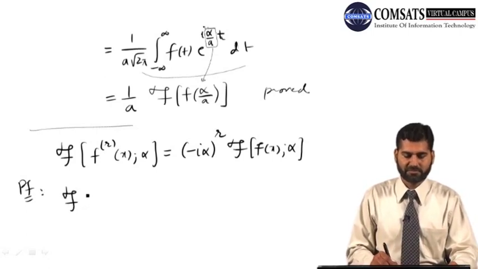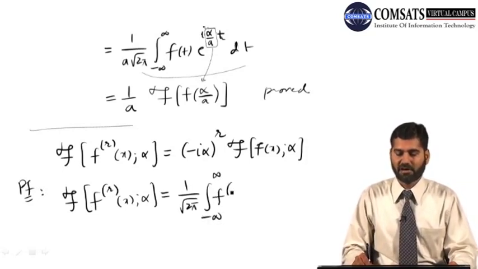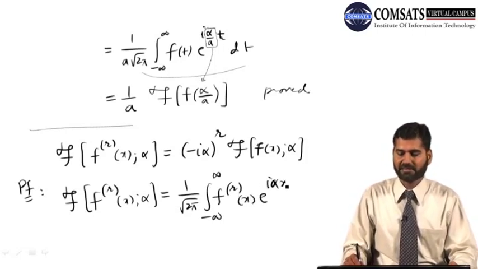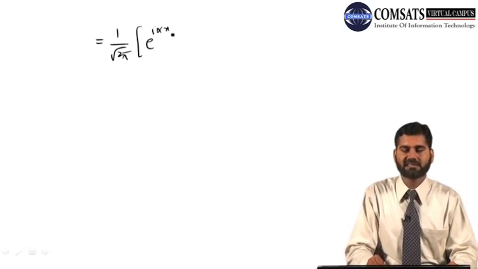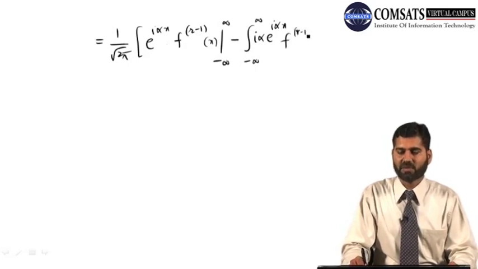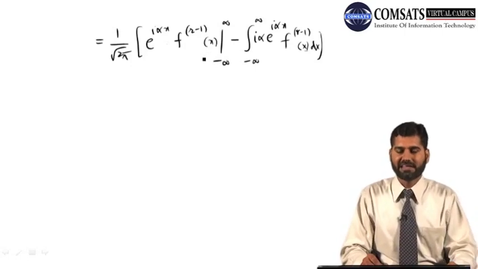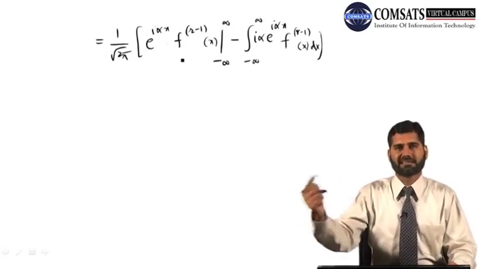So the Fourier transform of the left hand side, the rth derivative, with respect to alpha is 1 over root 2 pi, integral from minus infinity to infinity of f^(r)(x) e to the iota alpha x dx. Again I can use integration by parts. I keep e to the iota alpha x as it is. The integral of f^(r) is f^(r minus 1)(x), from minus infinity to infinity, minus the integral of the derivative, iota alpha e to the iota alpha x, times f^(r minus 1)(x) dx. And we had a condition here that f and its derivatives up to r minus 1 will vanish as x goes to plus or minus infinity.